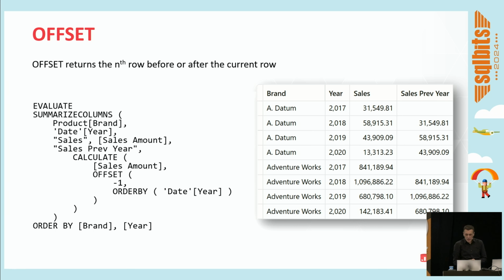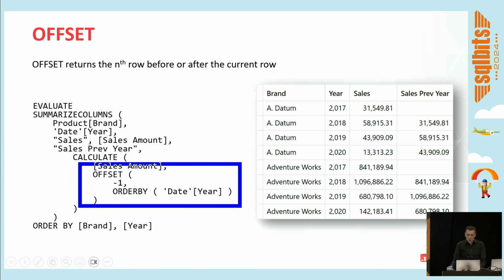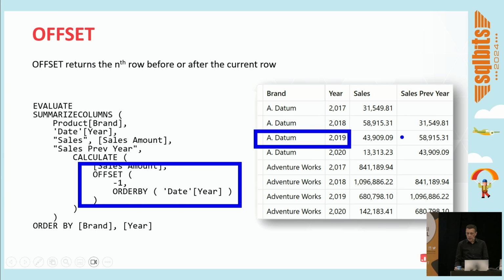Because from a visual standpoint, if you look at the report, it's pretty clear. We want to go back 1 year. If you read the code, it's easy. CALCULATE Sales Amount going back 1 year. So when you look at this code, you say, okay, if I'm in 2019, the number I want to see here is 2018.